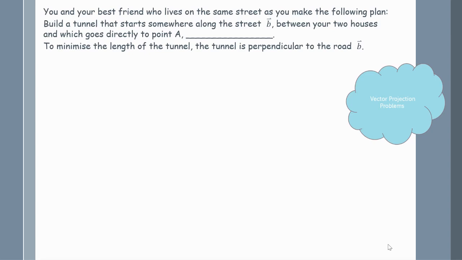You want to build a tunnel that starts somewhere along your street, so your street can be called vector B, and you want the tunnel to start somewhere between your two houses along this street. And this tunnel is going to go directly in a straight line to point A, which is your favorite place, so probably somewhere far away from school. To minimize the length, the tunnel is perpendicular to the road.